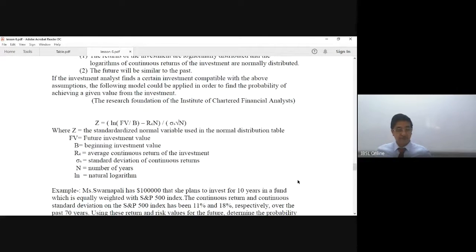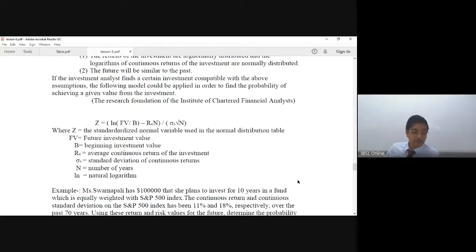Now, we said the model is really giving the value for Z. Z is equal to Ln, that is the natural logarithm, Ln of FV divided by B. What do you mean by FV? That is the future value of the investment. B is the beginning investment value.